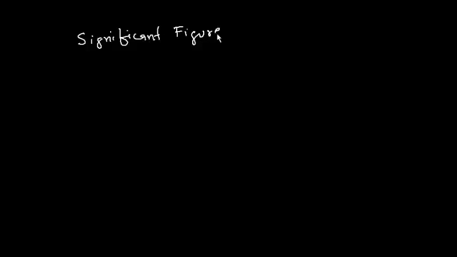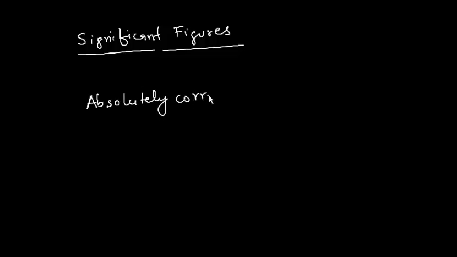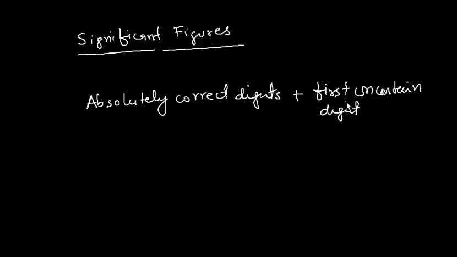Significant figures. Well, in a measured quantity, significant figures are the digits which are absolutely correct. So I can write: absolutely correct digits, plus first uncertain digit.